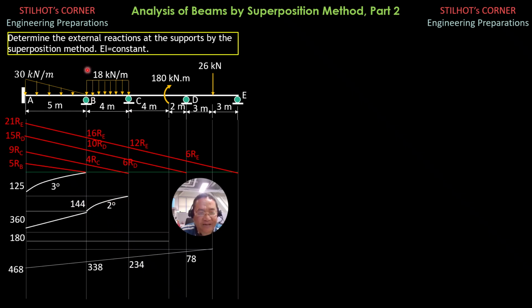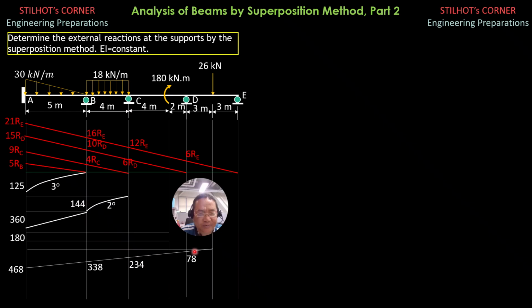And we imagine a concentrated load at B and a couple at B of 144, so that's why it's extended. 18 times 4 is 72. 72 times 5 is 360. And we have here a couple 180. This is it, rectangular. And for the 26 kilonewton.